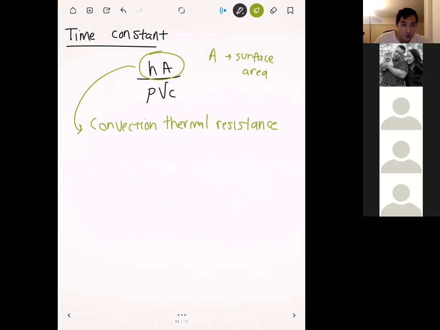And in particular, this is 1 over the convection thermal resistance, right? Because the convection resistance that we've seen before is 1 over HA, okay? And so another way that we can write this time constant here is 1 over R convection times rho VC, okay?